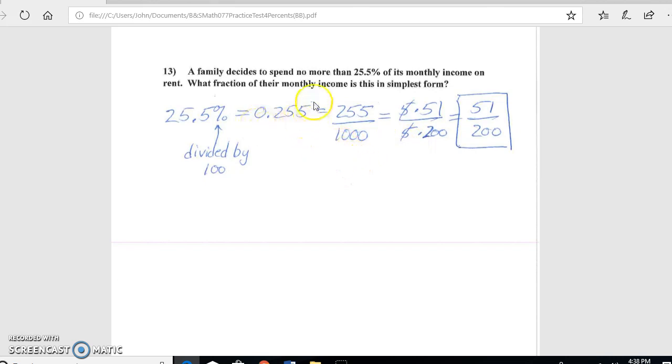Another way to do this is once you have this decimal number in your calculator, you can use the fraction to decimal key to change it to a fraction in simplest form of 51 over 200.